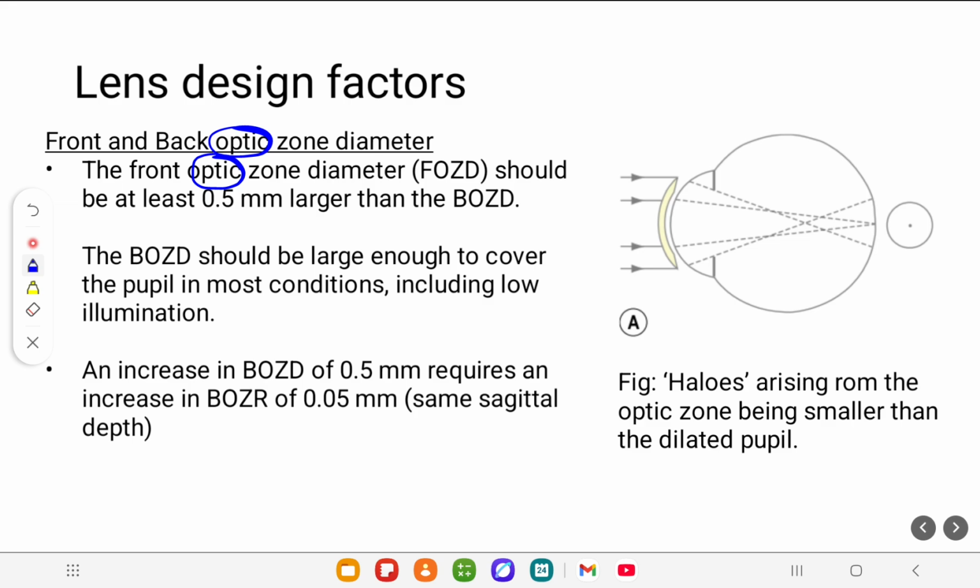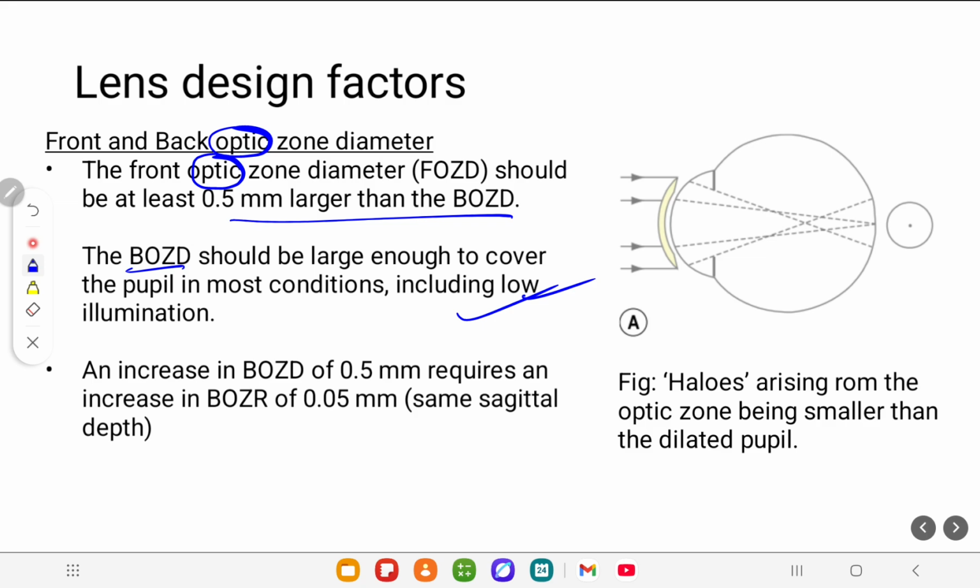Okay, the front optic zone diameter should be at least 0.5 mm larger than BOZD. Just remember this point. It's always there. Front optic zone diameter is larger than back optic zone diameter. So the back optic zone diameter should be large enough to cover the pupil in most conditions, including low illumination. Why do we do pupil evaluation in the preliminary examination? Because we want our pupil in lowest illumination covered by the back optic zone diameter. It's a very important point. In your viva, a lot of questions will come on this.